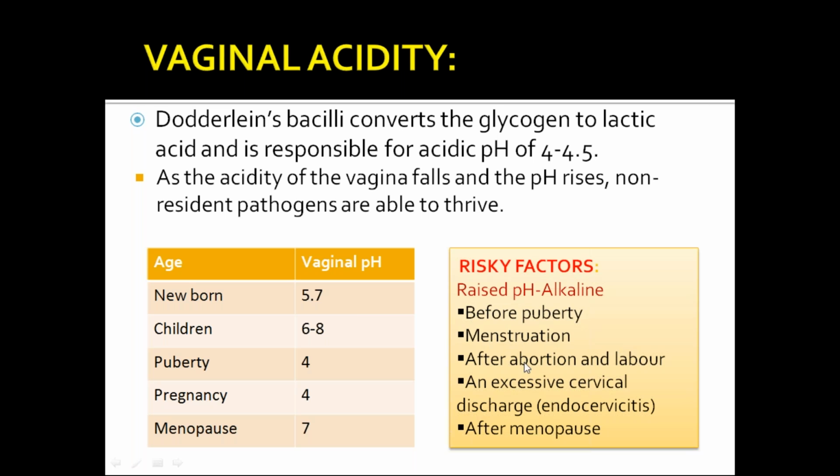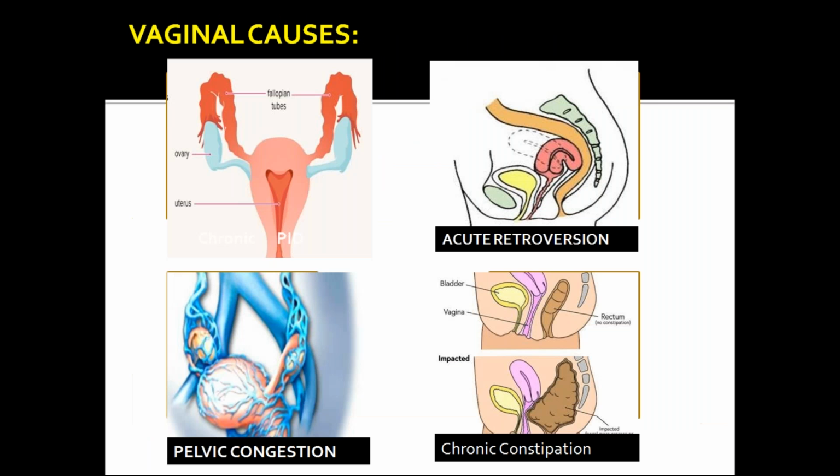And after abortion and labor, same thing, the lochia will be there, and after abortion the discharge from the endometrium makes it alkaline. And excessive vaginal discharge because of infection, and after menopause are the risk factors where there will be a chance for the organisms to invade because of the increased pH. It is due to alkalinity, right?